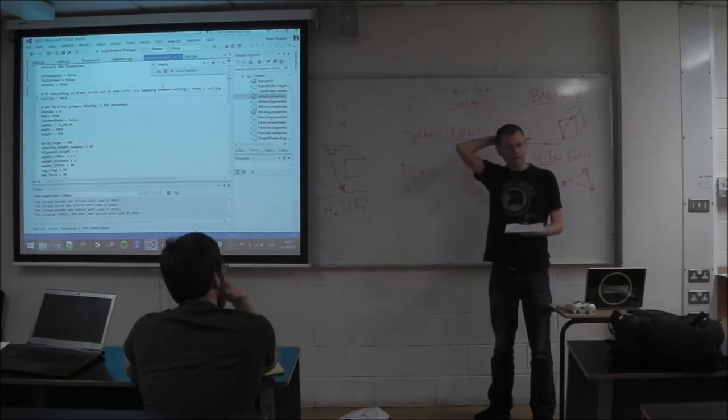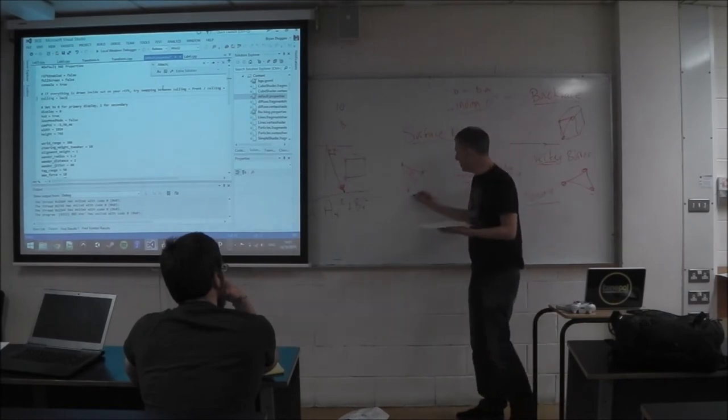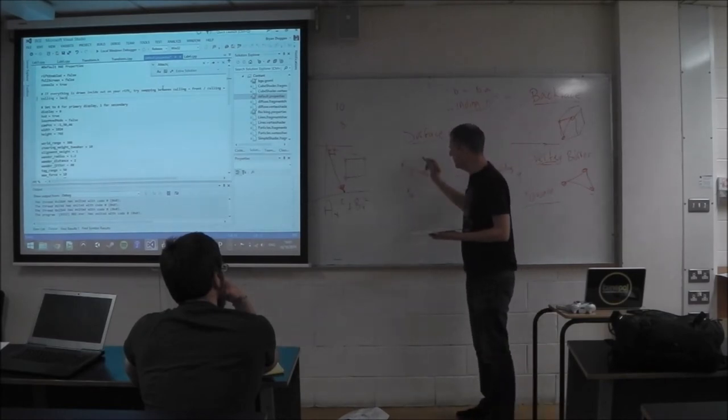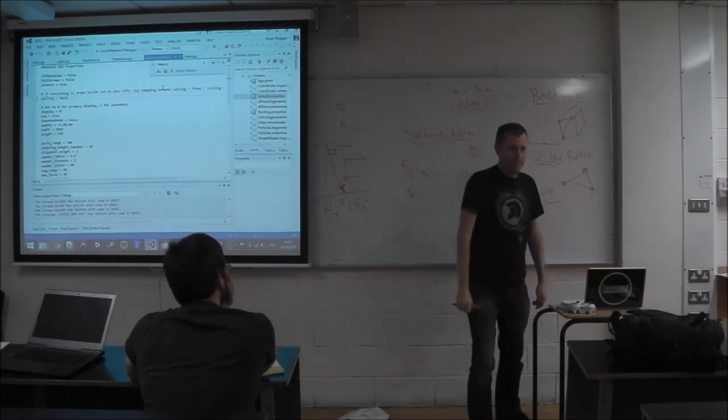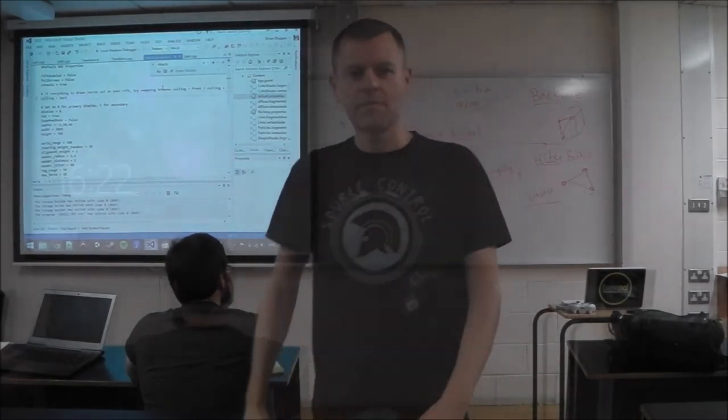How would I calculate that, given that I have three vertices, A, B, and C? I'll let you have a think about it. You can work it out yourselves there. Pause the video.